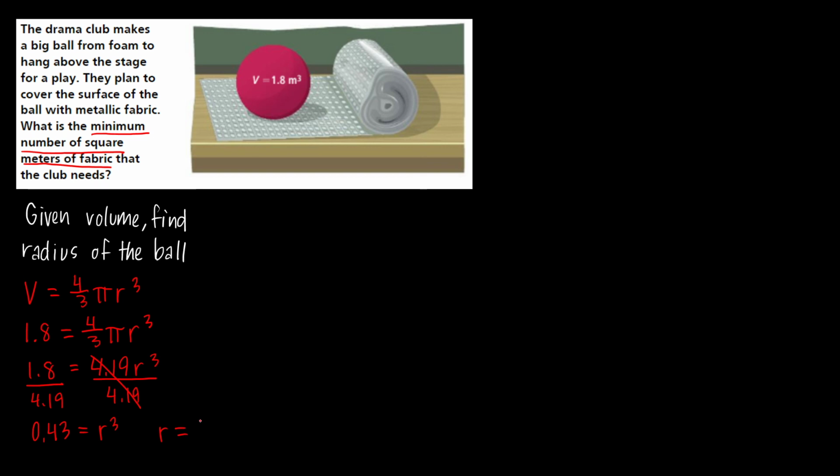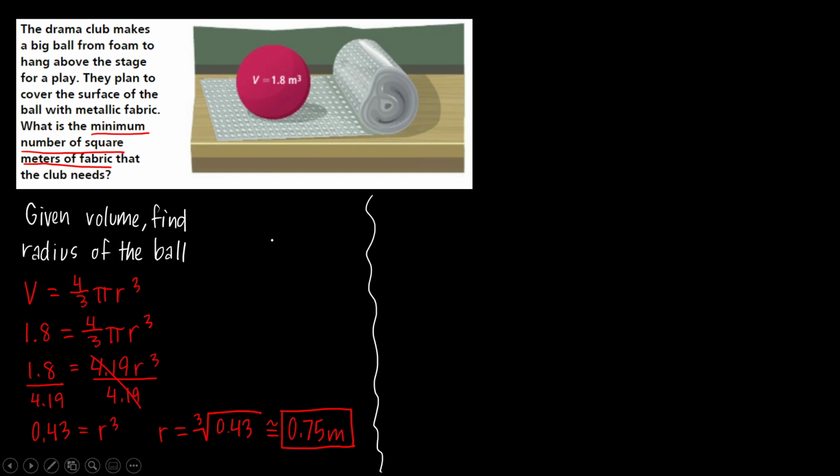We need to take the cube root of both sides of this equation. So R is going to equal the cube root of 0.43. And when I estimate that, I'm going to get 0.75 meters. The radius of this ball is about 3/4 of a meter. But we're not done. We now have a dimension to work with. So we're going to use that dimension, and we need to find the surface area of this ball. We are trying to wrap this ball in metallic fabric. We need to know the surface area so we know how much fabric we need to use.